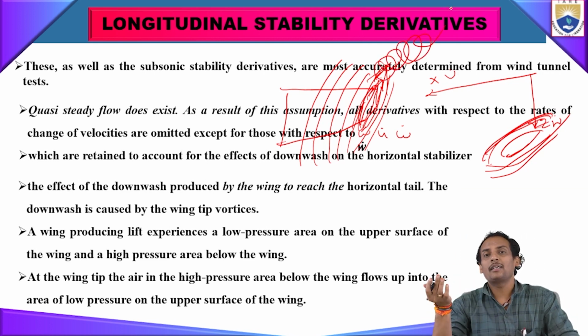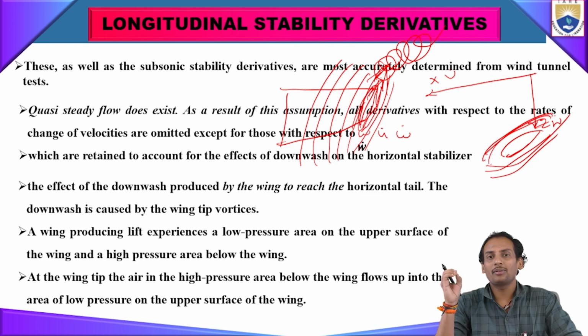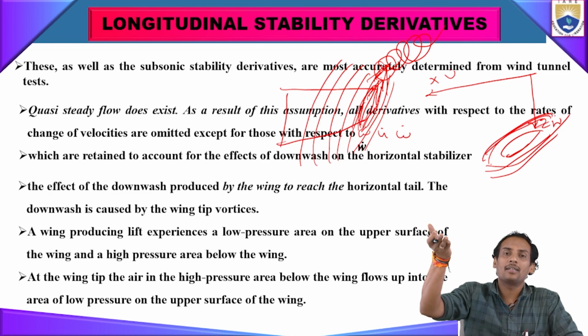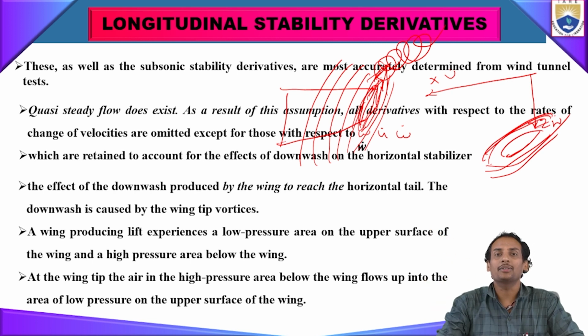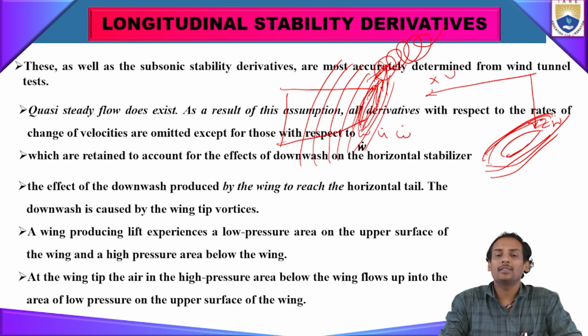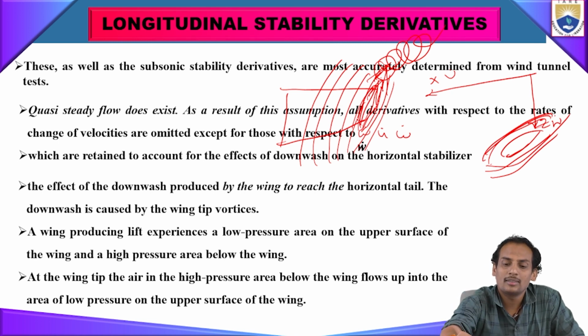So this type of vortices is called wingtip vortices. With these wingtip vortices, the velocity will be abruptly high. Due to that abrupt velocity, the flow will have different disturbances in its velocity also. So due to this wingtip, there will be an effect of downwash on the horizontal stabilizer. Here the flow is flowing over this, no?